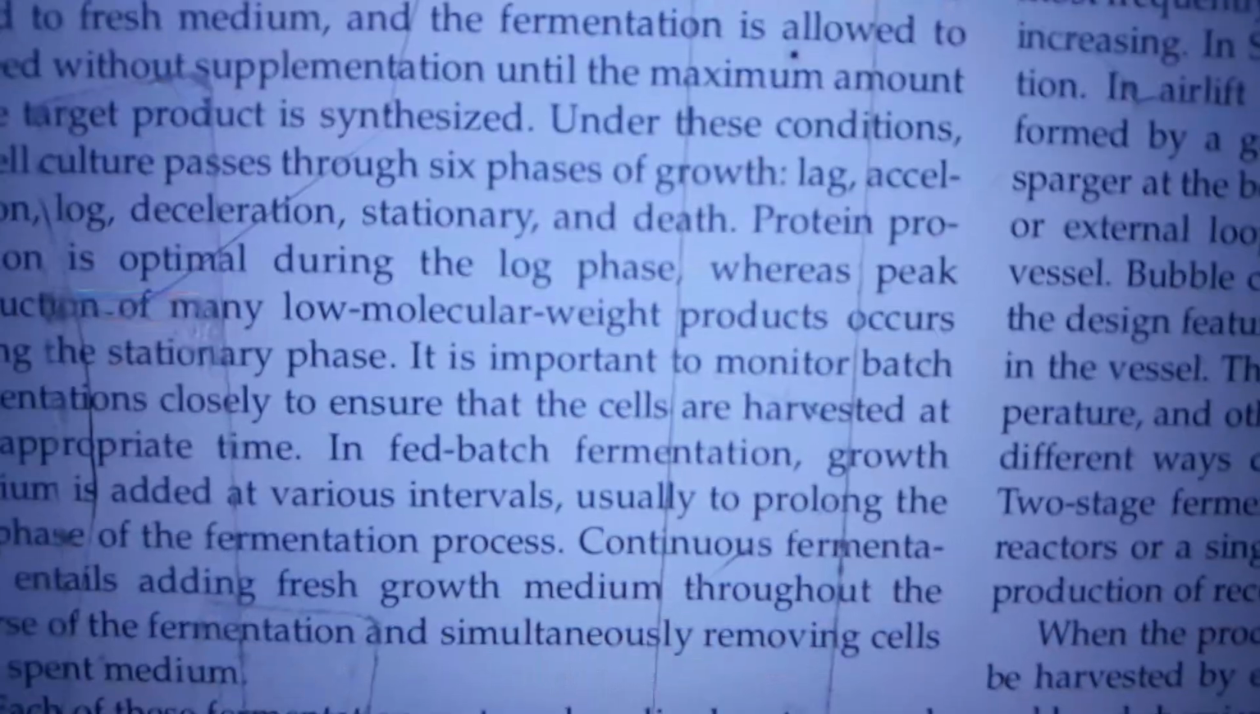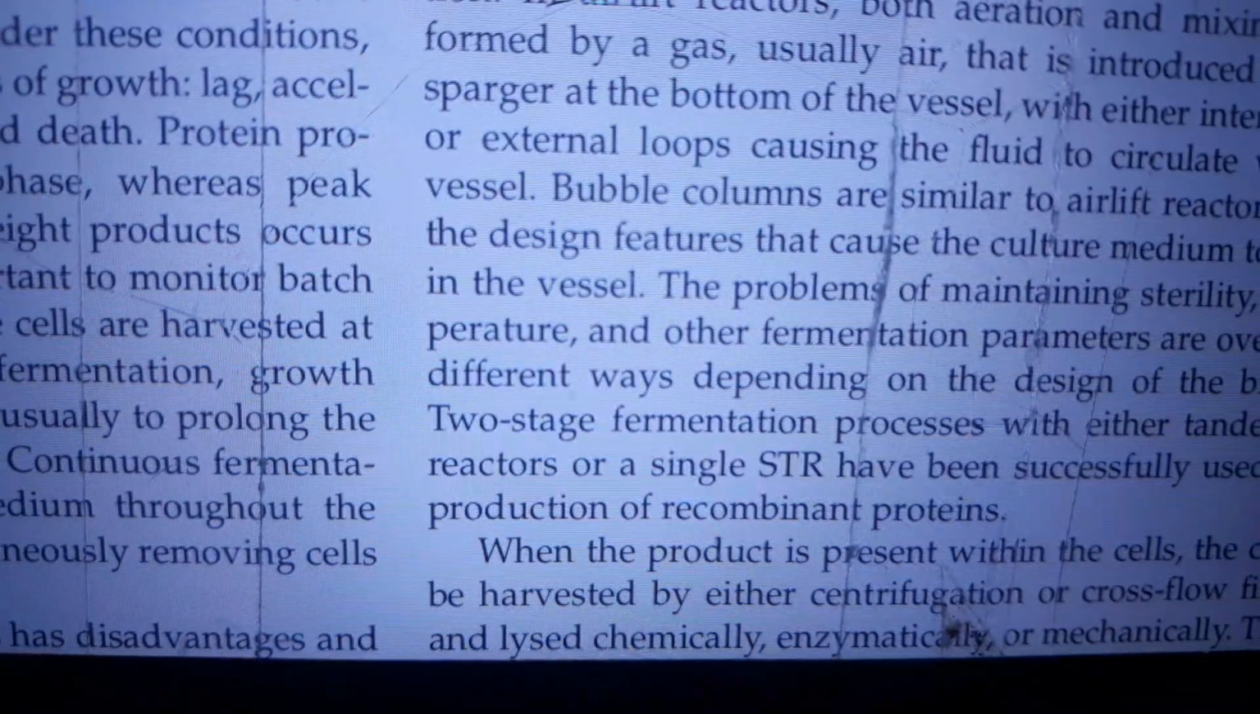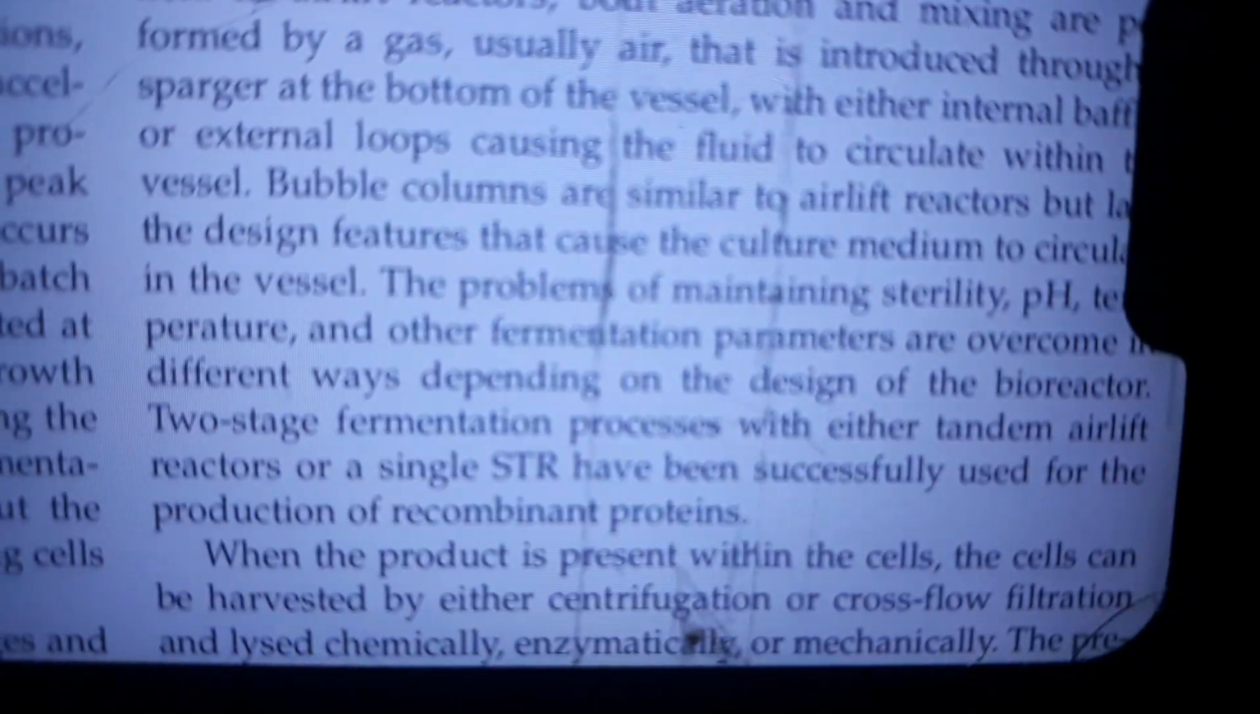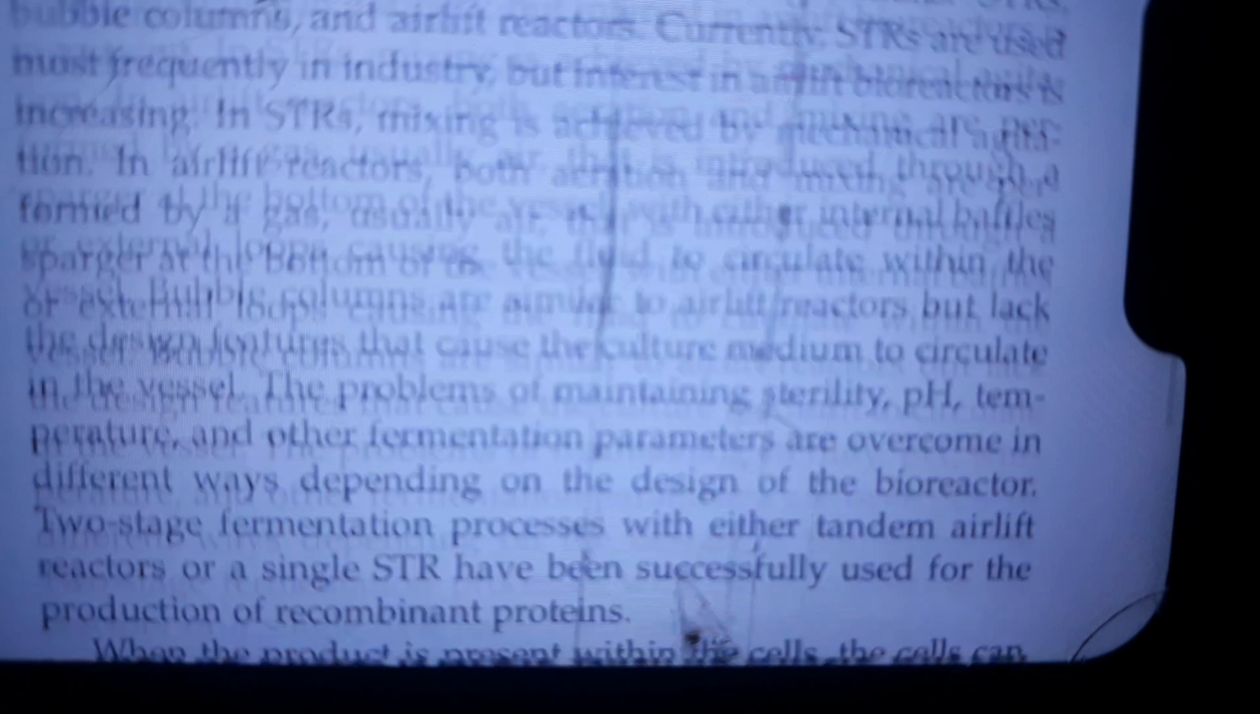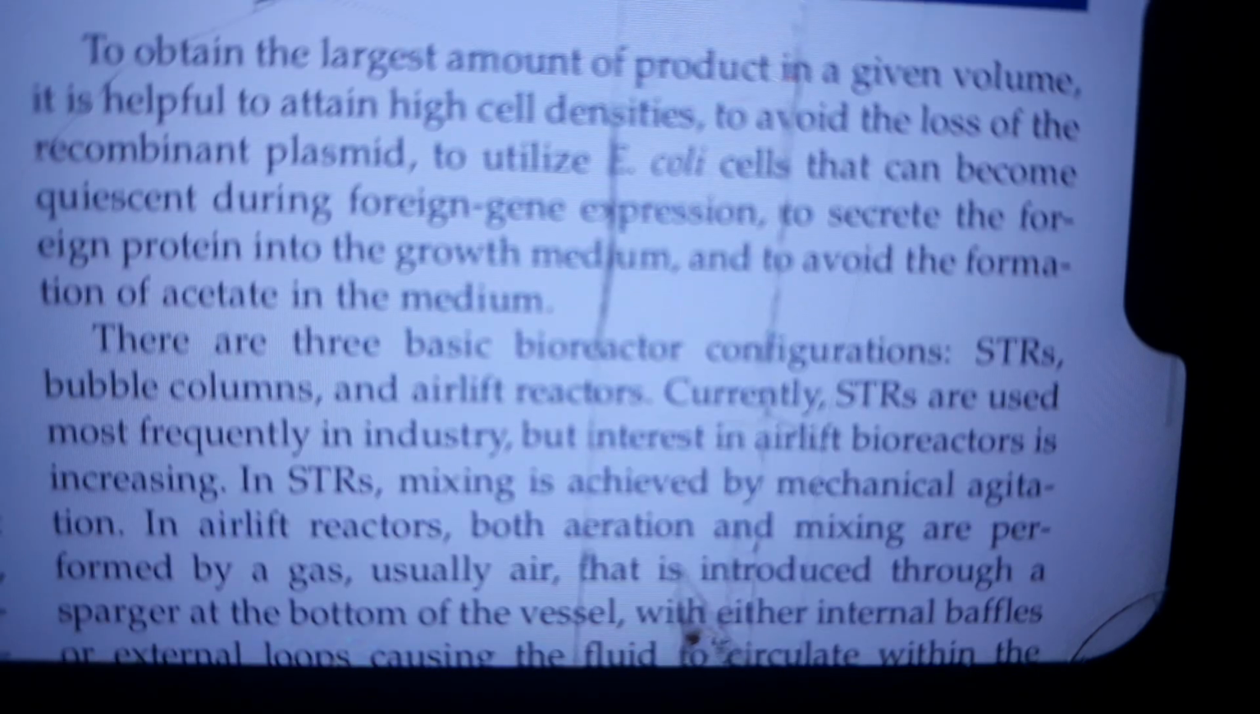To obtain the largest amount of product in a given volume, it is helpful to attain high cell densities to avoid the loss of recombinant plasmid, to utilize E. coli cells that can become poisoned during foreign gene expression, to secrete the foreign protein into the growth medium, and to avoid the formation of acetate in the medium.